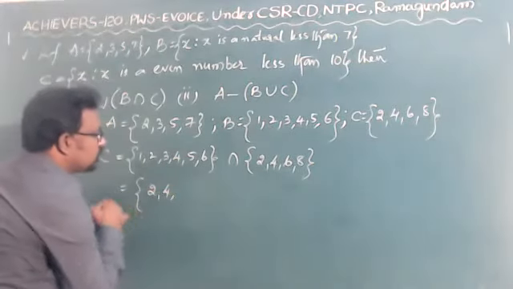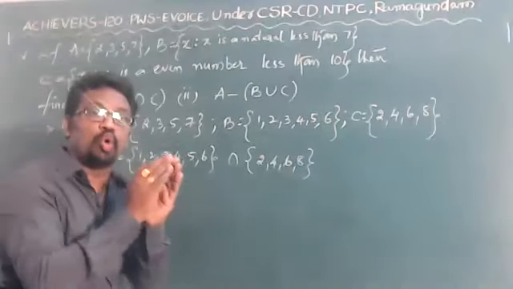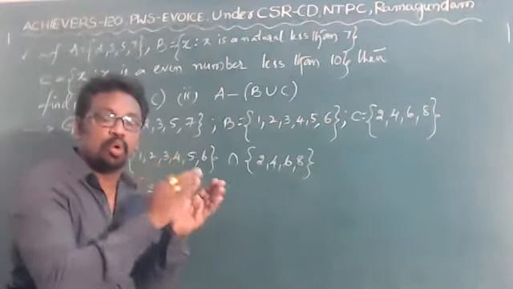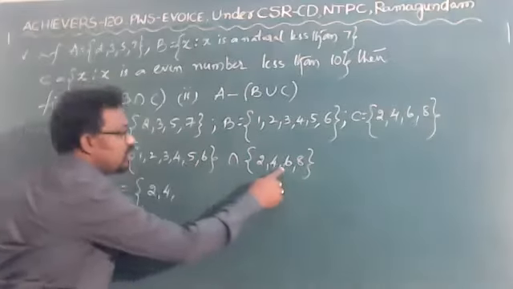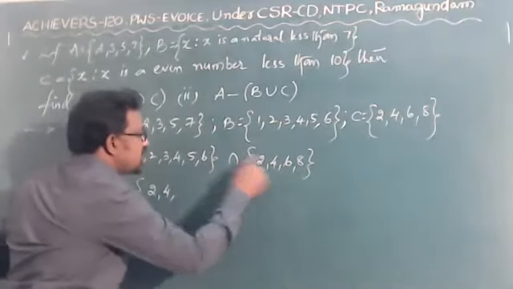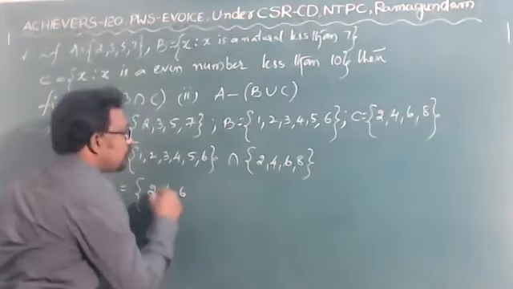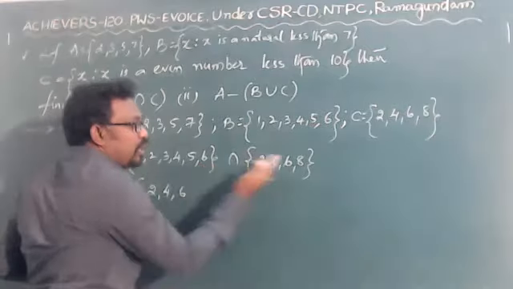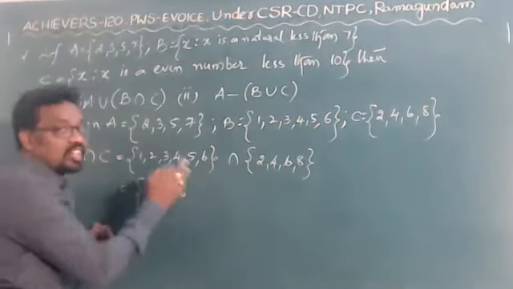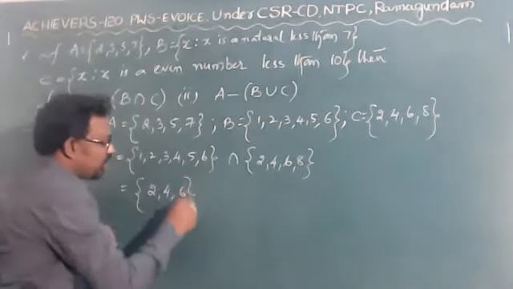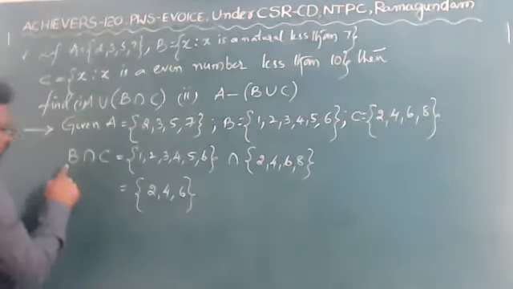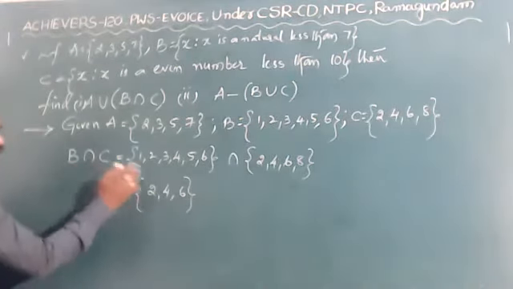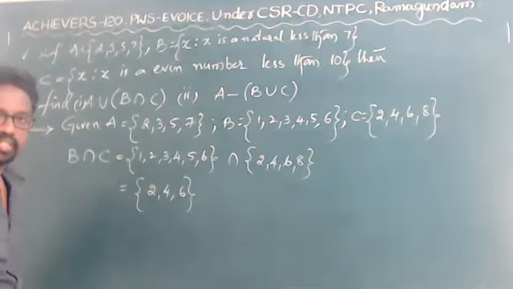So write down 4. In intersection, the element is required in both sets. 5, it's not there. 6, yes, there is 6, so write down 6. Next, there is no element here, but here there is 8, and in this set it's not there. You should not write it. That's it. Therefore, B intersection C is 2, 4, 6.